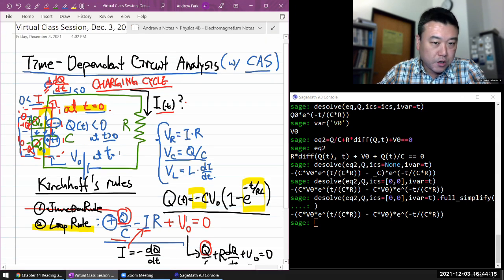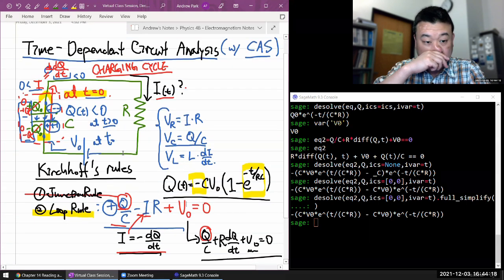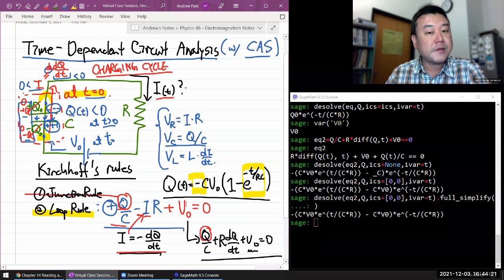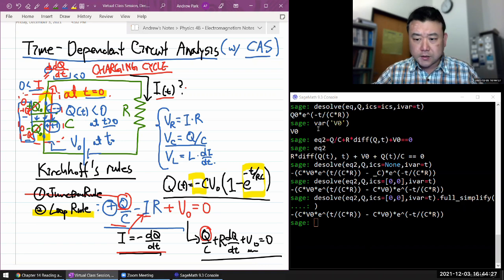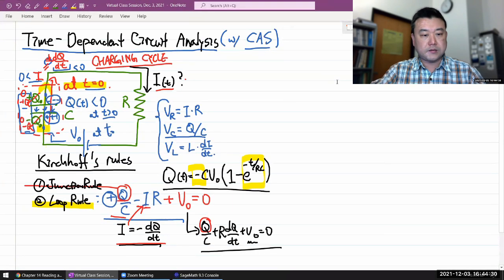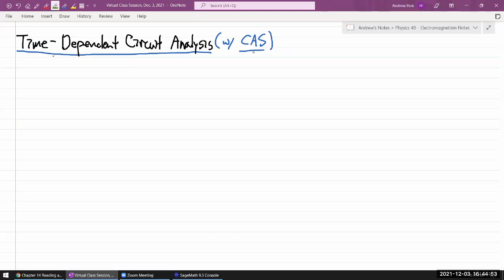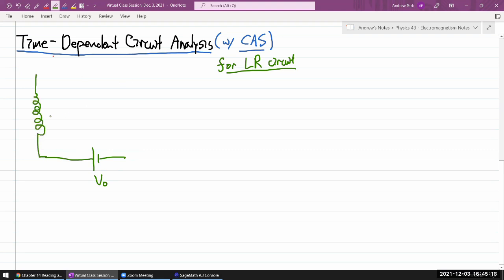So that's the demonstration of the analysis of the RC time-dependent circuit with the computer algebra system. Oh, I think I said I would do the LR circuit as well, so let me do that. I think I can do that pretty quickly. So computer algebra system for an LR circuit. Let me do the version where I'm charging it up. So I have this series circuit of a battery of voltage V0 hooked up to an inductor of inductance L, finally hooked up to a resistor of resistance R.